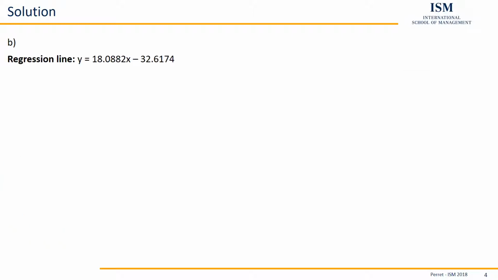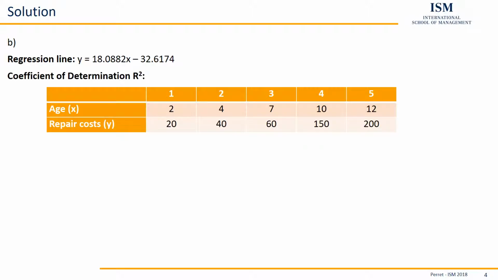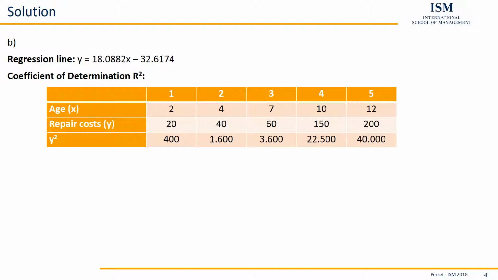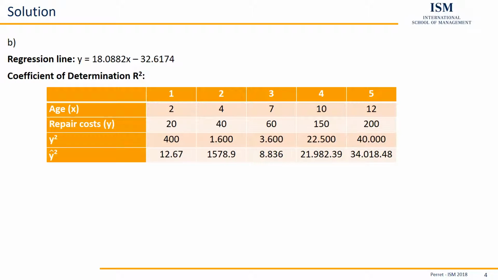Now we want to get the coefficient of determination. For this we copy the regression line. And if we want to calculate this, we also need the table. And we need to extend the table, first off for y squared and for y hat squared. We could do a different approach here. Because we only have one independent variable, we could also calculate the correlation coefficient of Pearson and then square this. This works, however, this only works if we have one independent variable.